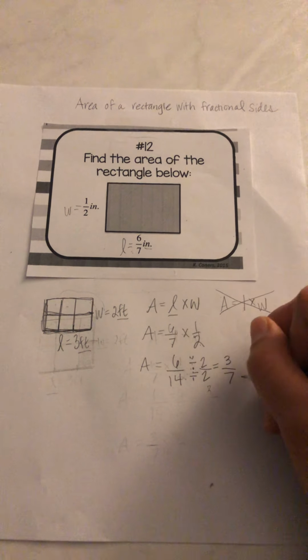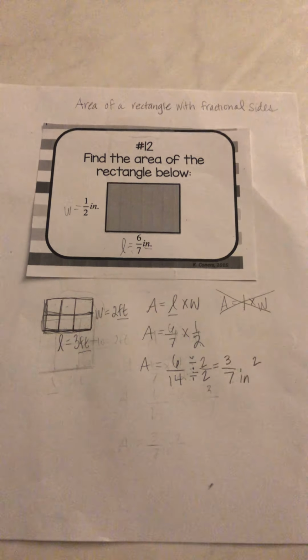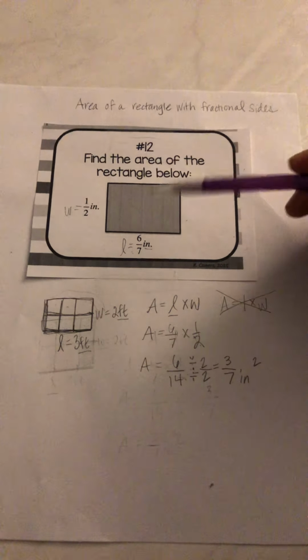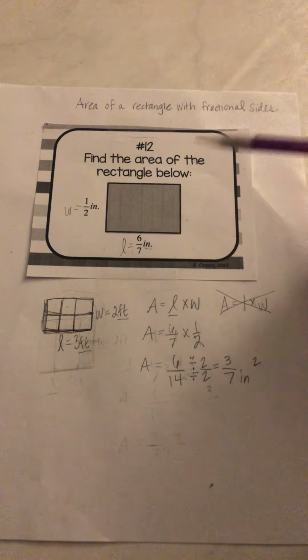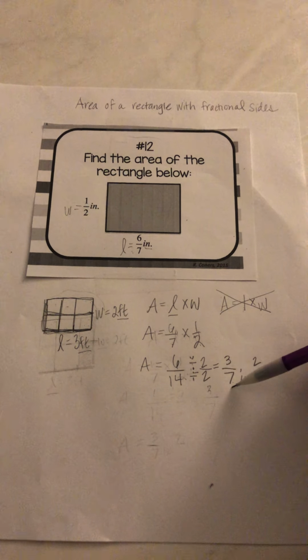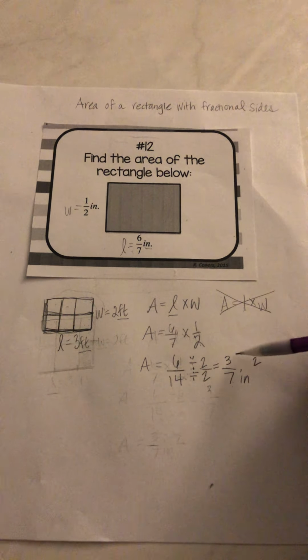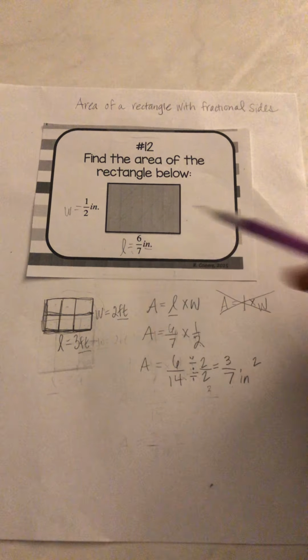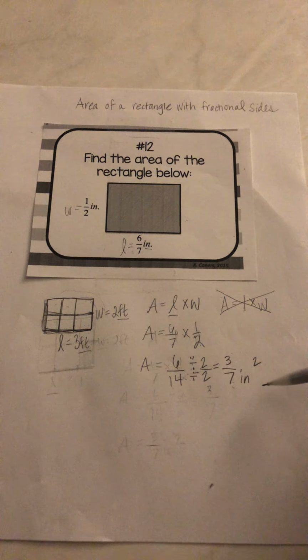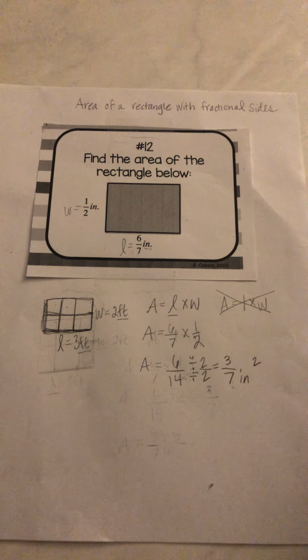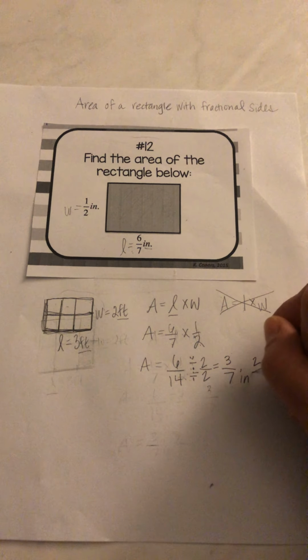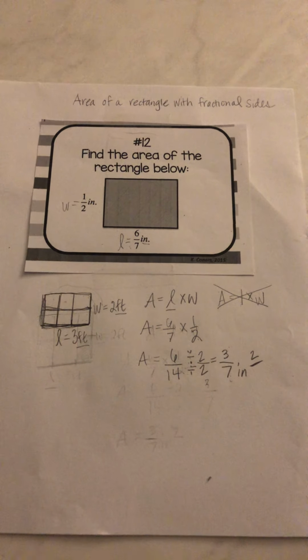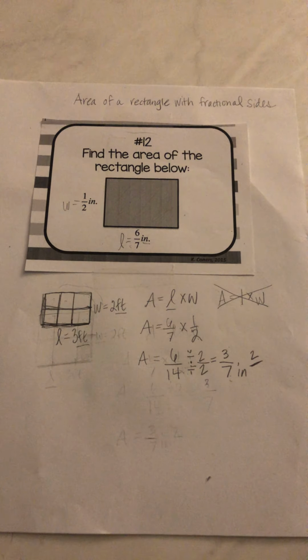Our unit of measurement is inches squared. When you think about it, if you took 1/2 of 6/7, you're gonna get 3/7, right? So the whole area of this rectangle is 3/7 of an inch squared, or of a squared inch. Now remember, we use this little 2 up here above the unit of measurement to show that that inch is actually a square inch. I'm going to talk about that in this next problem.